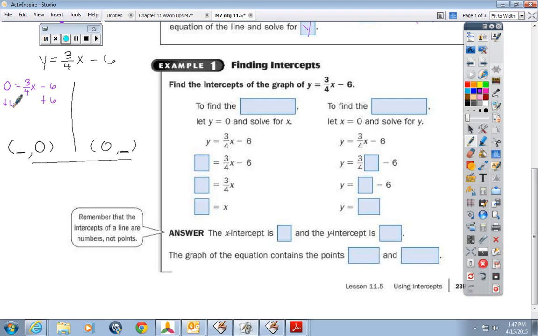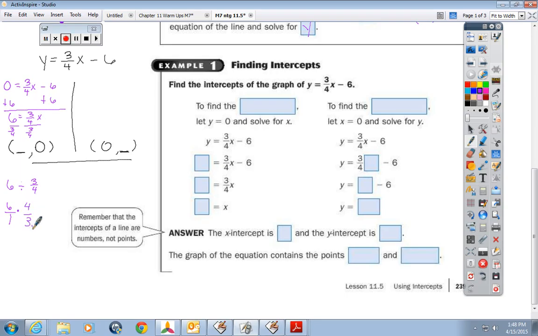When I do that, I get 6 equals 3/4 times x. Now what's the opposite of multiplying by 3/4? Dividing by 3/4, right? So now I've got to take 6 divided by 3/4. Now this is going back to the first semester. When we're dividing by a fraction, we keep the first number, we change the sign, and we flip. Keep, change, flip. We're dividing fractions.